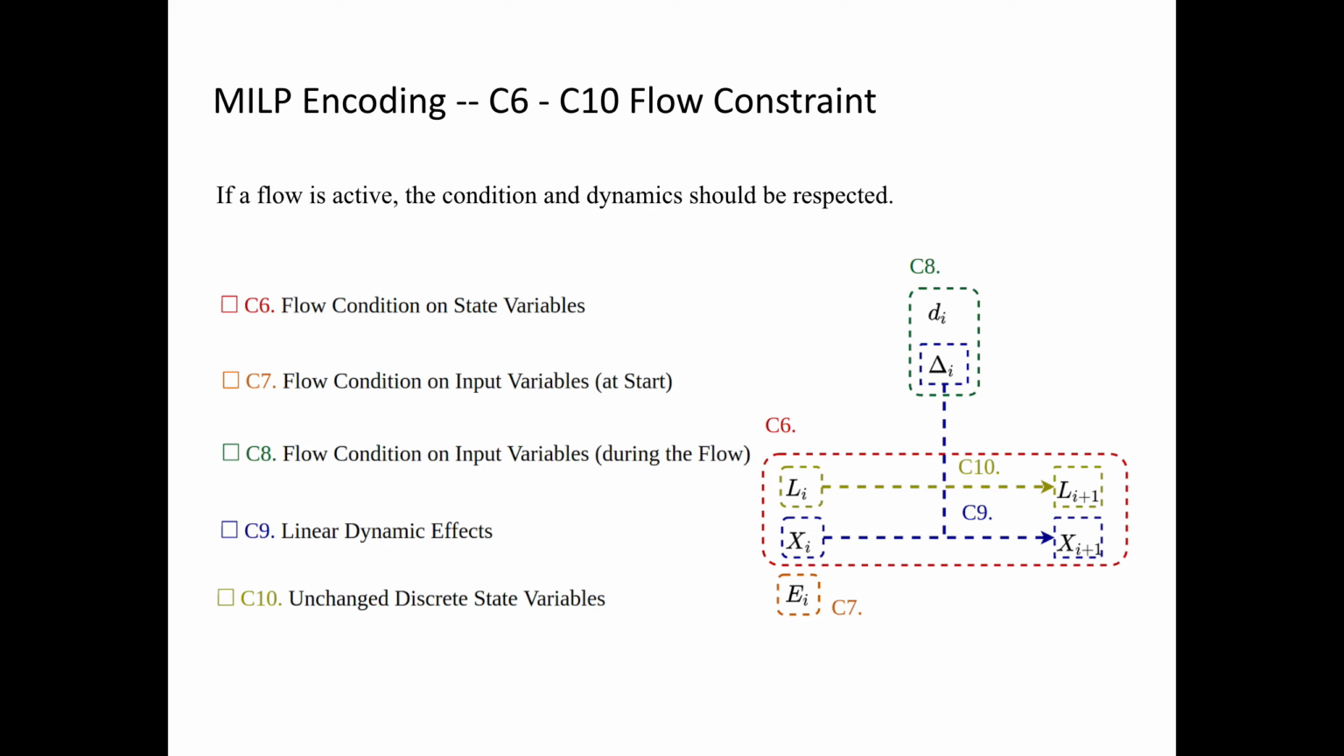Now let's move on to the flow constraint. When a flow is activated, its condition should hold during the whole interval, and the continuous state evolution should respect its dynamic functions while the discrete state variables remain the same. The condition constraint here is similar to the jump condition. I will show how to encode the linear dynamic effects when the input variables are constrained by flow conditions, which are constraints 8 and 9.